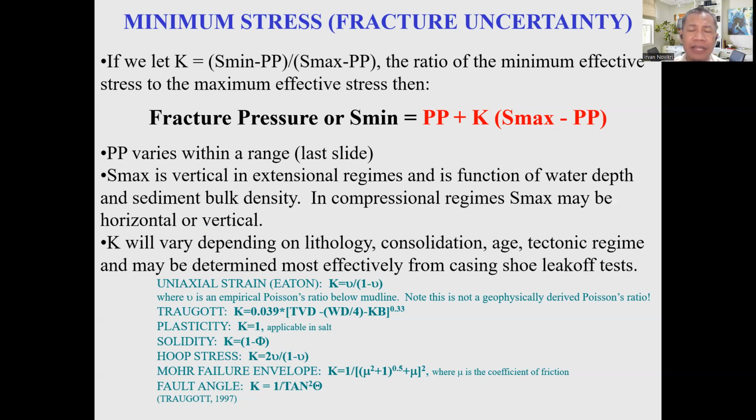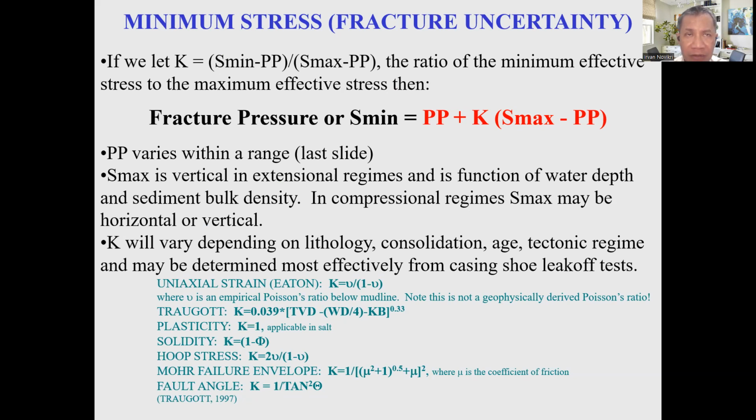The calculation of fracture pressure or minimum effective stress is based on the ratio of the minimum effective stress to the maximum effective stress K. The formula is given as S minimum is equal to pore pressure plus K multiplied by S max minus pore pressure. The pore pressure represents a variable within a range, and S max is the maximum effective stress. This equation allows for the determination of fracture pressure by considering the relationship between these stress parameters.